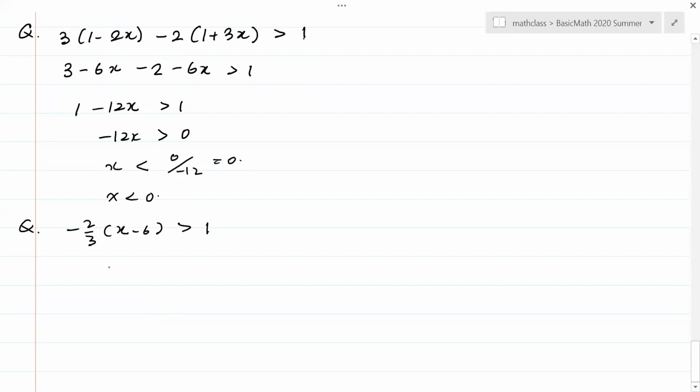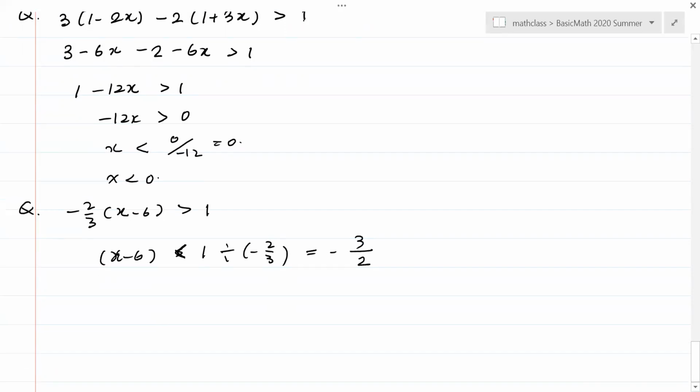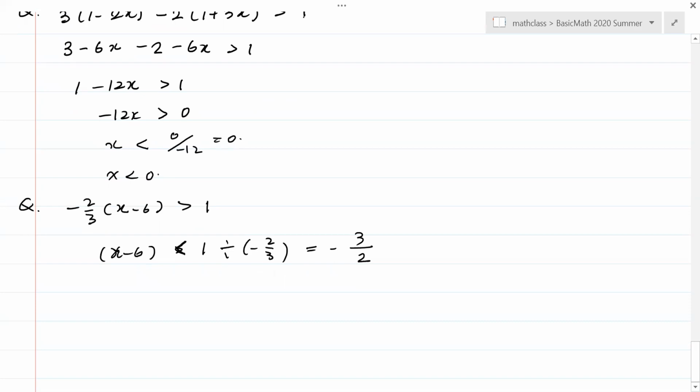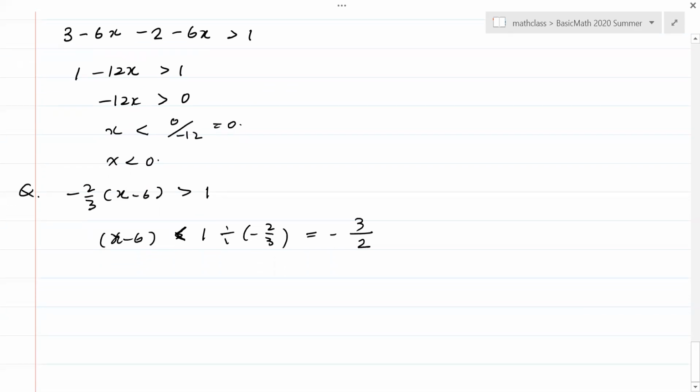If you do one step, that means you divide both sides by negative 2 over 3. So 1 divided by negative 2 over 3, right? That means you can turn it upside down, that'll be 3 over 2. Okay, that's the first step. Or you can look at it this way: x minus 6 is less than 1 over negative 2 over 3. This is just a number, right? Just divide both sides by negative 2 over 3, but that number becomes negative 3 over 2. Okay.